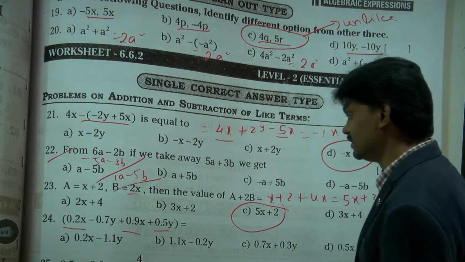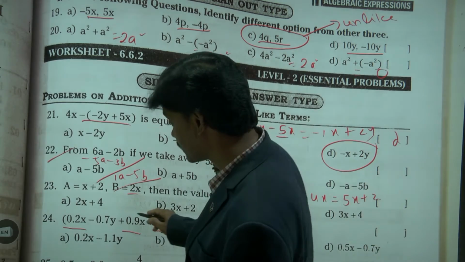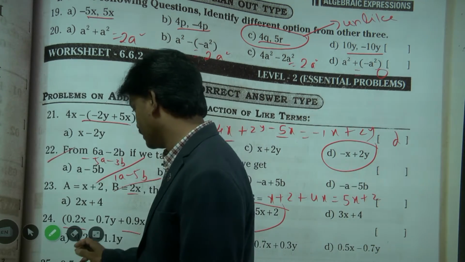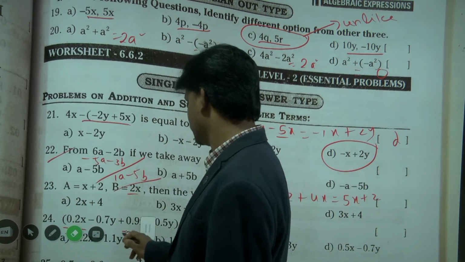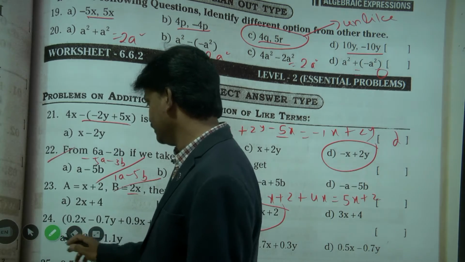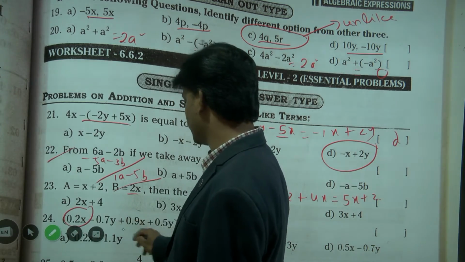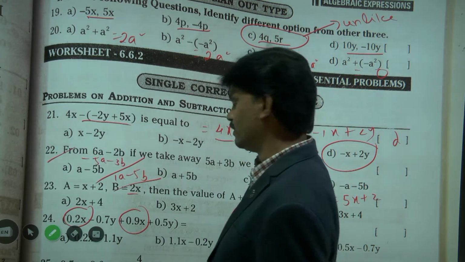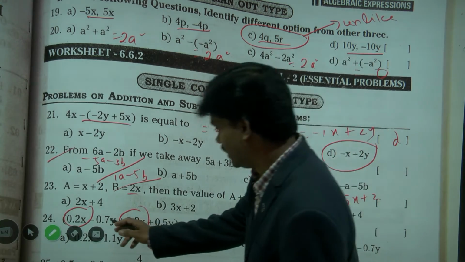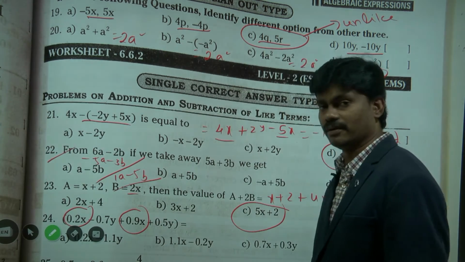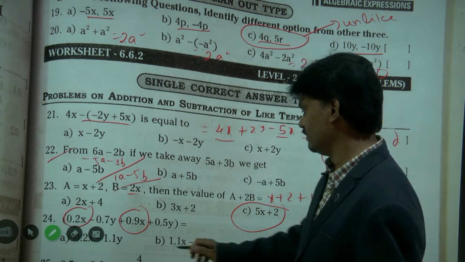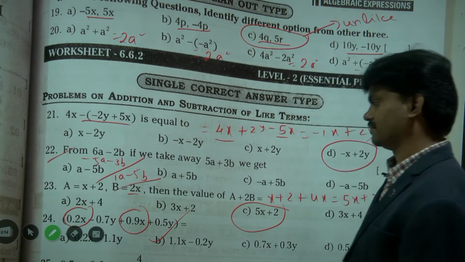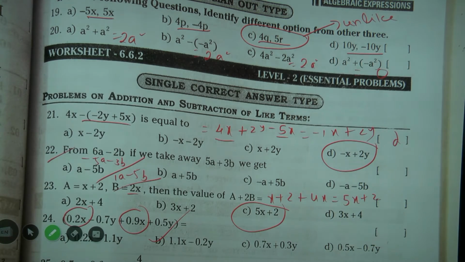Of course, here x terms separate, y terms separate. It's not that all terms are to be added. The x terms are 0.2 and 0.9, and 0.2 plus 0.9 is 1.1x, and minus 0.7 plus 0.5 is minus 0.2y. You will get option B. Please check out the answers once. Let's go to the next page.